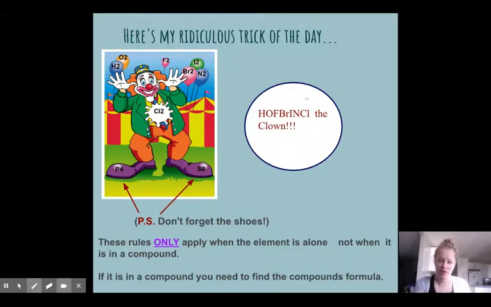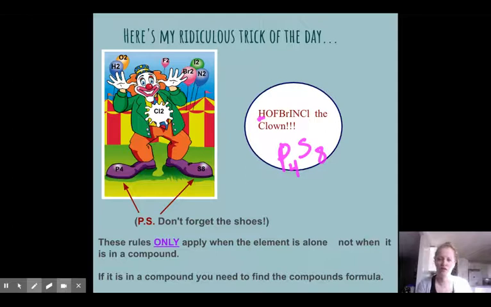Hofbrinkel the clown. This is our little acronym to remember all of the elements that are diatomic. So H-O-F: H is your hydrogen, O is your oxygen, F is your fluorine, Br is your bromine, I is your iodine, N is your nitrogen, and Cl is your chlorine. But we can't forget the shoes, because PS stands for phosphorus and sulfur.